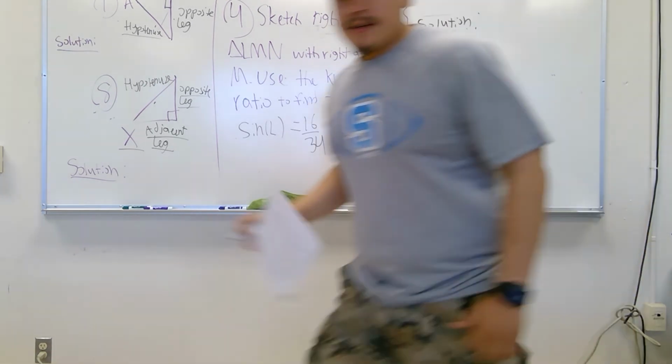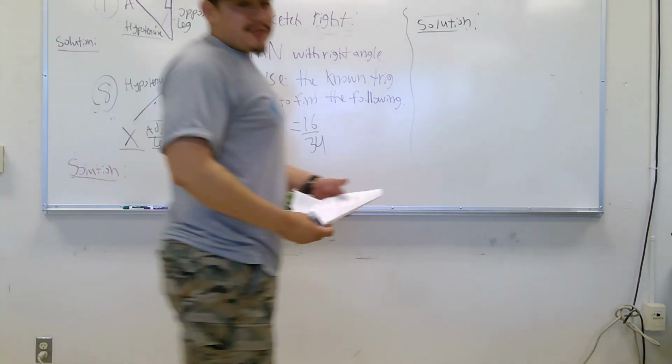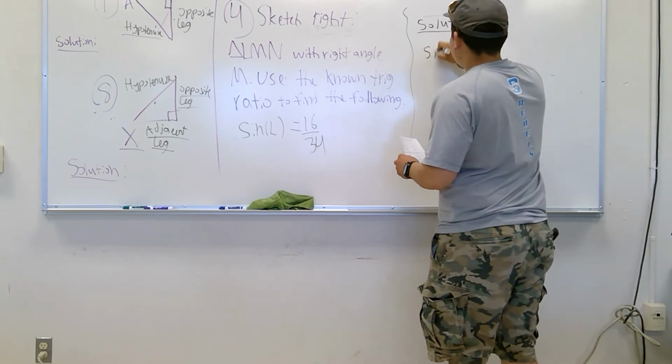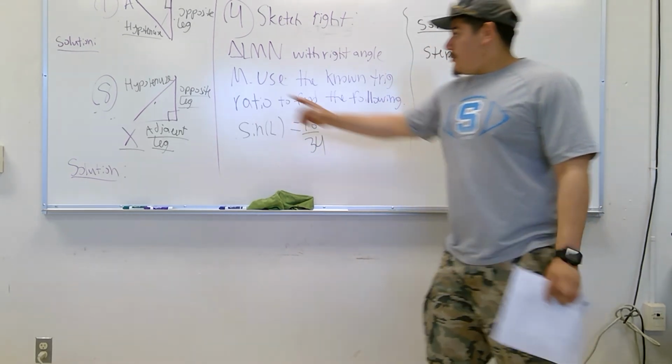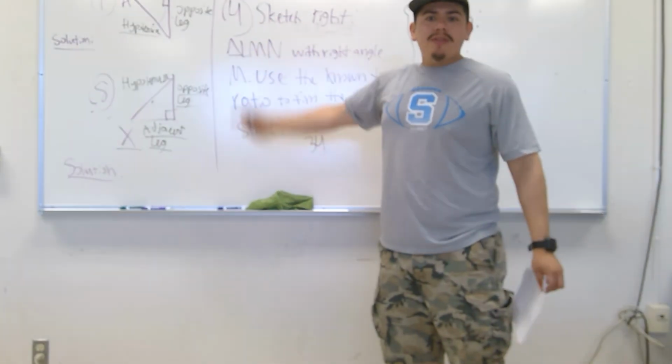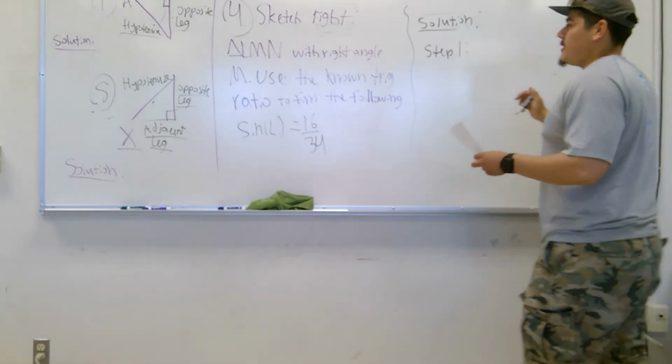Let me see if we can see that on the camera. Can you see it? Yeah, okay. So solution. All right, so I'm going to go ahead and do this one in steps because it's a lot of work. So let's do step 1. Okay, step 1 is going to be what does it say? What is the first word on the problem? Sketch. So we're going to sketch it out. That's what we're going to do first. So we're going to sketch it out.